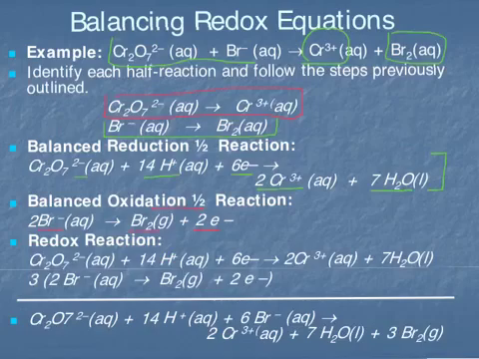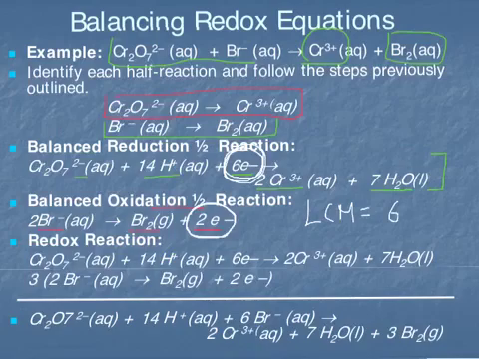Now, if we look at our reduction half reaction, we see that there are 6 electrons involved, whereas in the oxidation half reaction, there are only 2 electrons involved. Therefore, we have to make a common multiple between 6 and 2 because we cannot have excess electrons left over from our reaction. So therefore, the lowest common multiple between 2 and 6 is 6.